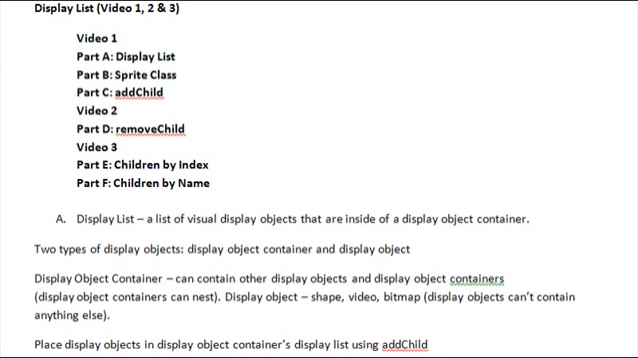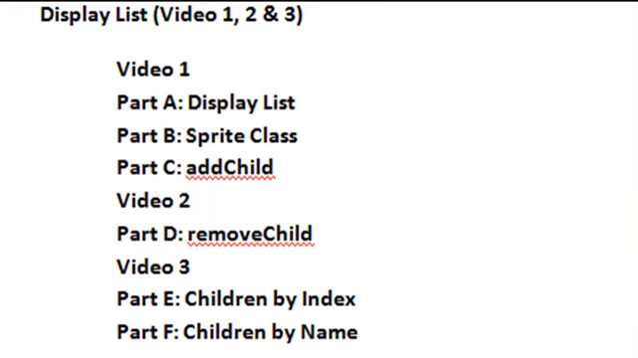In this next set of videos, we're going to discuss display lists, and there's actually 3 videos, 1, 2, and 3. In video 1, you're going to look at display lists, the sprite class, a special instance case of the movie class, and you're going to look at addChild. In video 2, you're going to look at removeChild, and in video 3, working with display objects by index and by name. So let's get started.